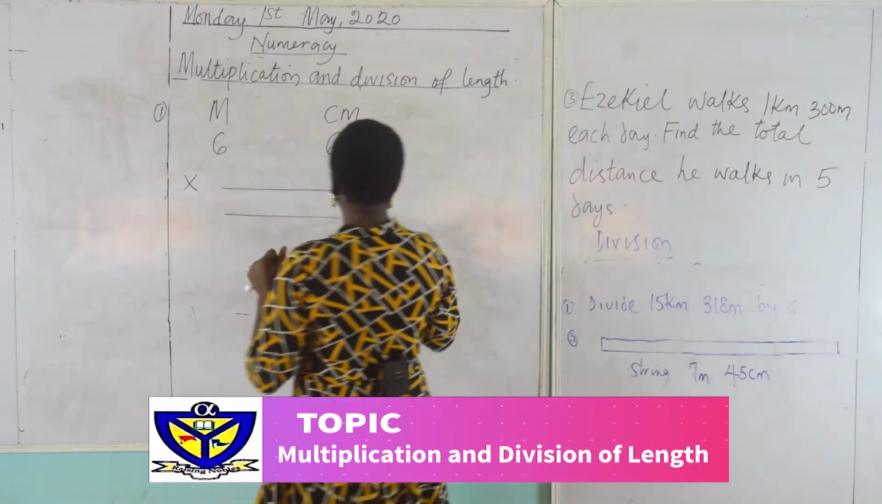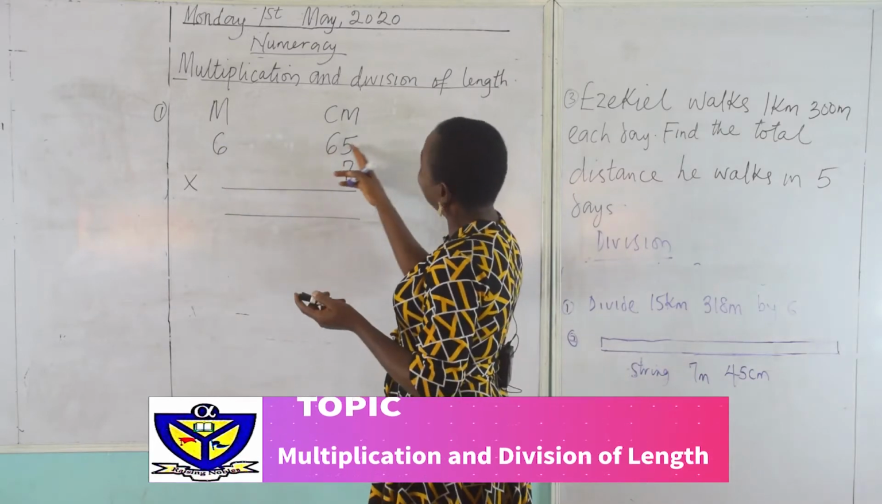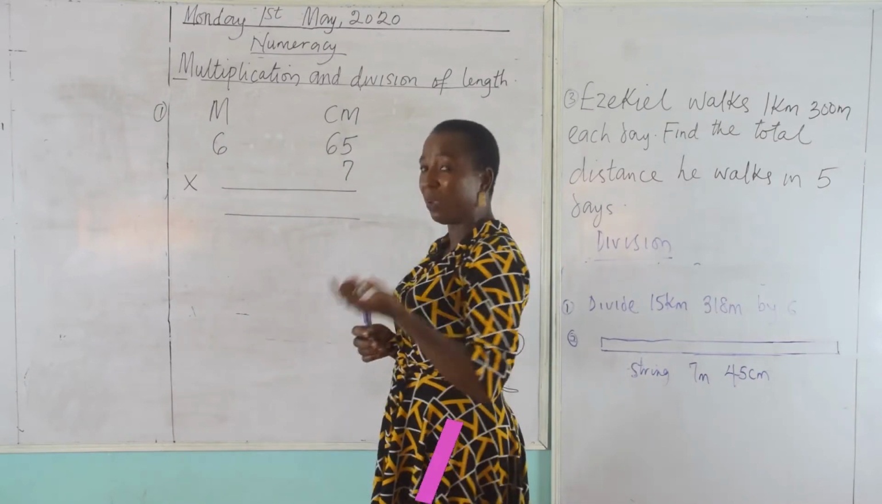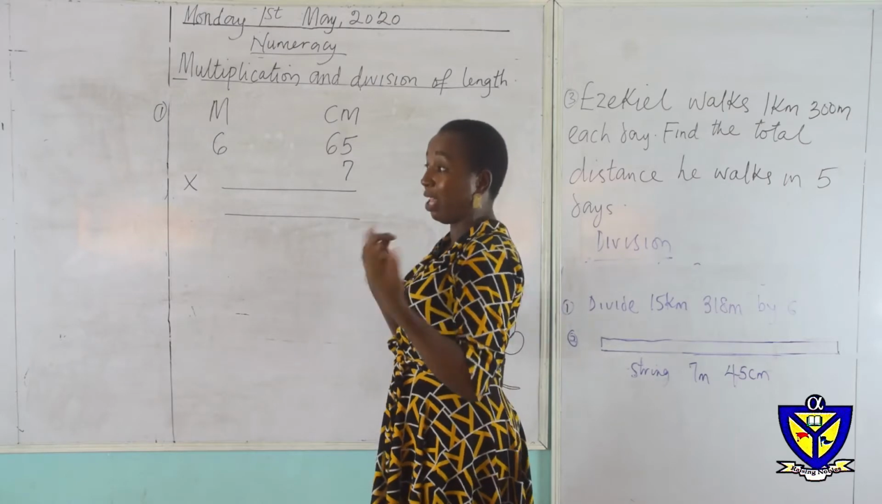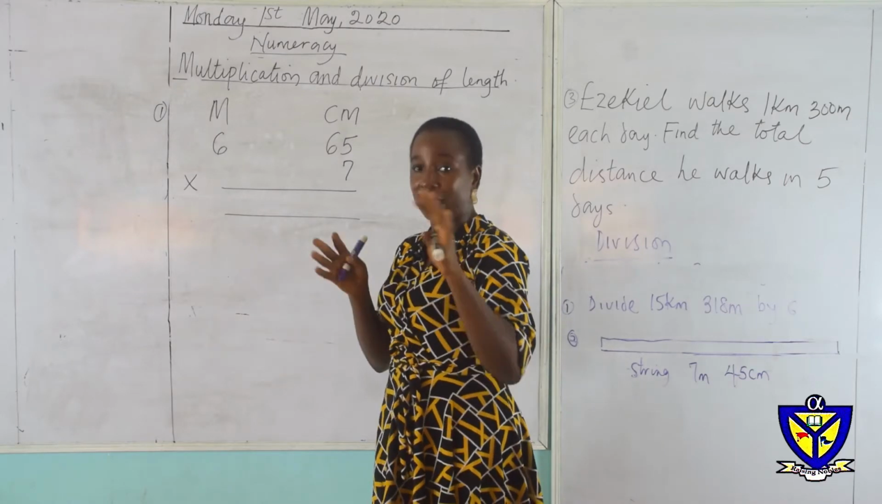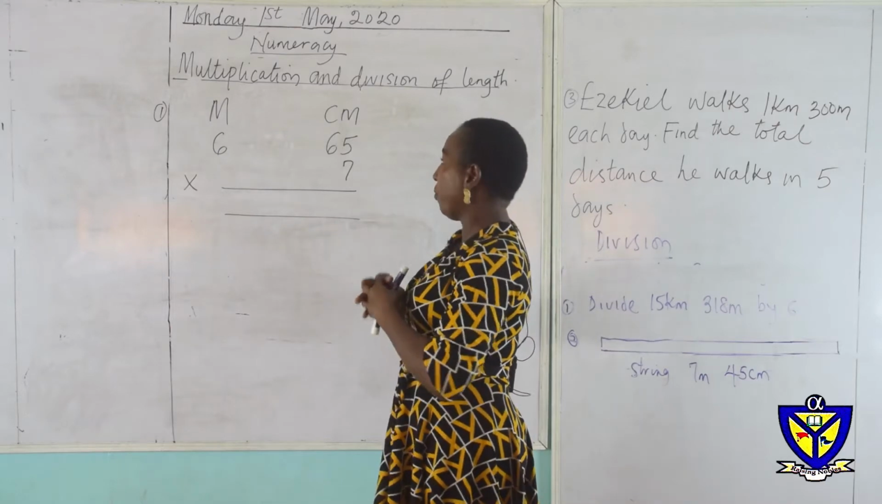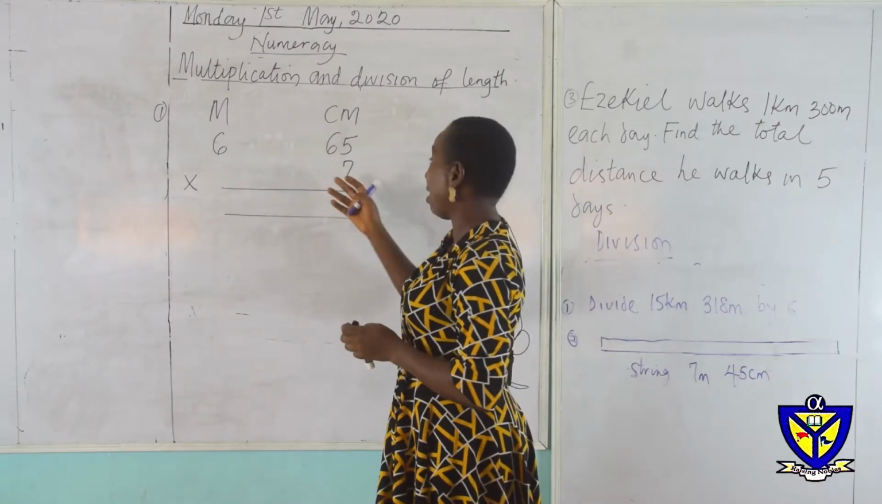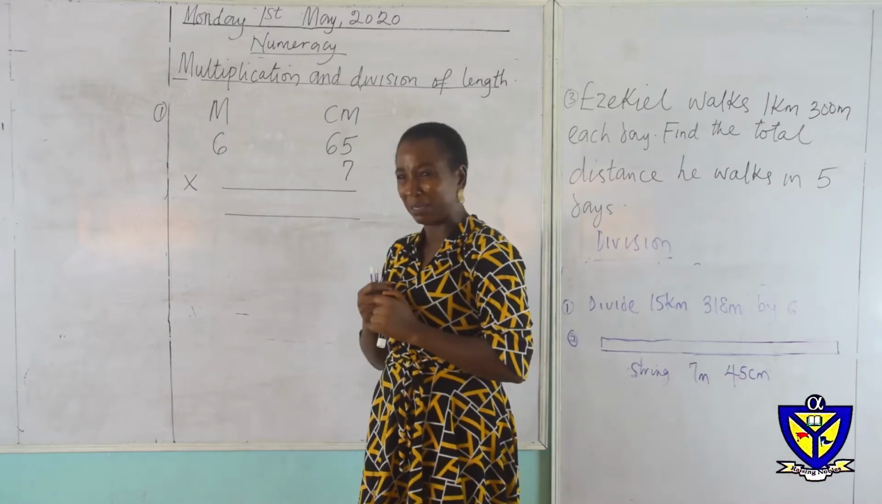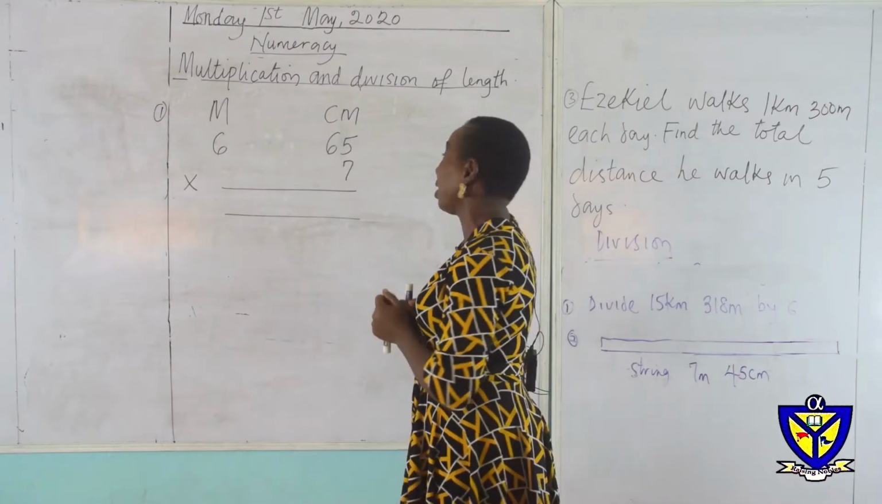Now, you have your multiplicand and you have your multipliers. We've done multiplication before. There we talked about a multiplicand and a multiplier. Then we also talk about the product, which is the answer. Now, we have our multiplicand and we have our multiplier. We have to work out the product. Let's see how we're going to get it.